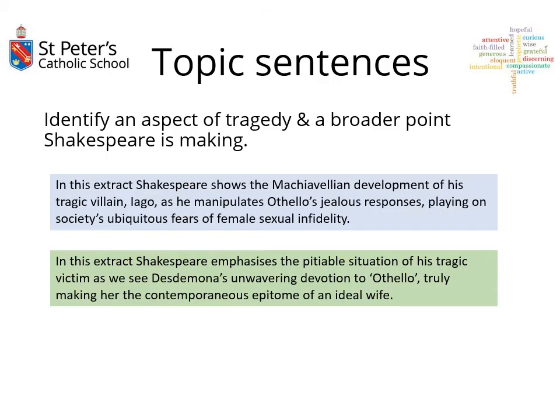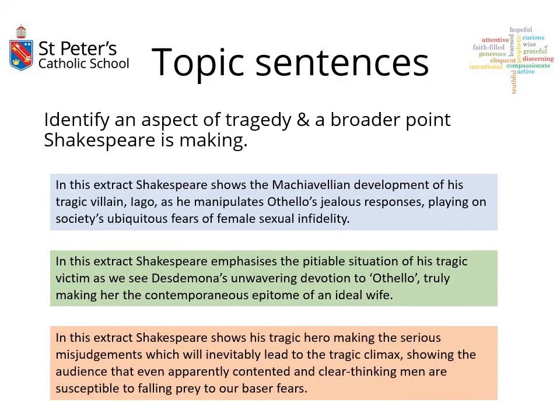So again, this one follows a similar structure. "In this extract, Shakespeare emphasises the pitiable situation of his tragic victim." So that's our aspect of tragedy. "As we see Desdemona's unwavering devotion to Othello," so that's what's going on, "truly making her the contemporaneous epitome of an ideal wife." So that's our broader point, that Desdemona is actually everything Othello could want in a wife, and it's still not good enough.